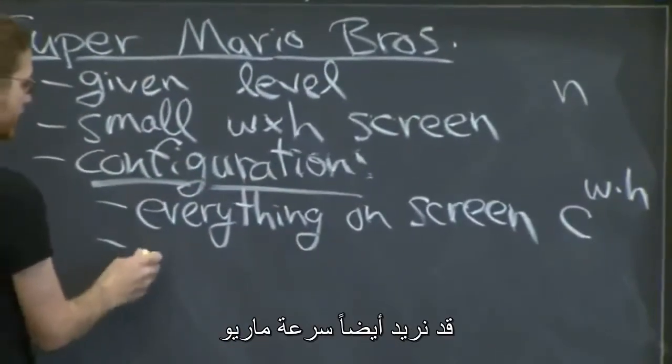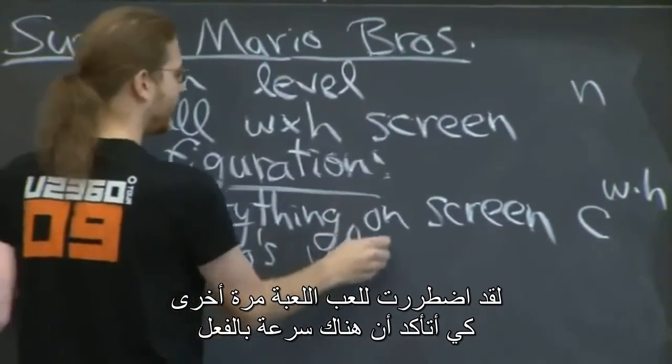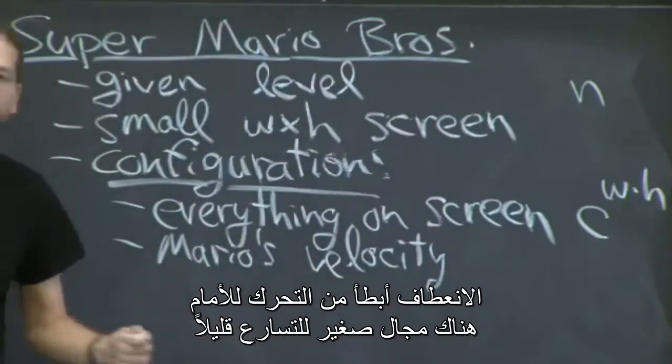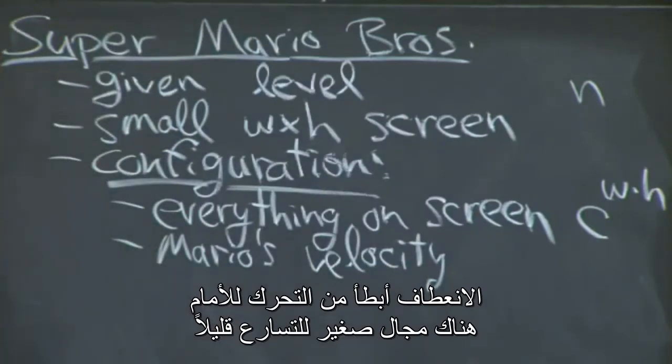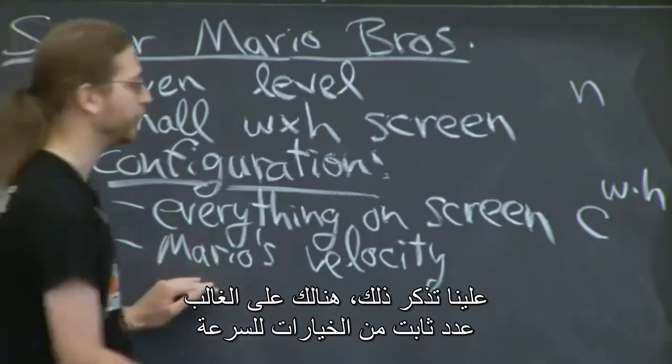You might also want Mario's velocity. I had to play it again just to check that there is indeed velocity. Turning around is slower than going forward. You do accelerate a little bit. So you've got to remember that. But there's probably only a constant number of choices for what your velocity is.